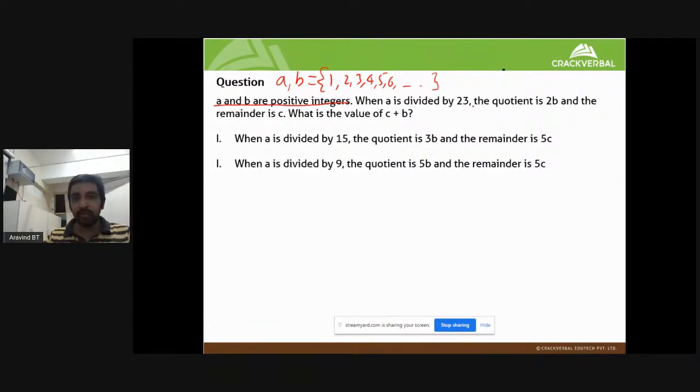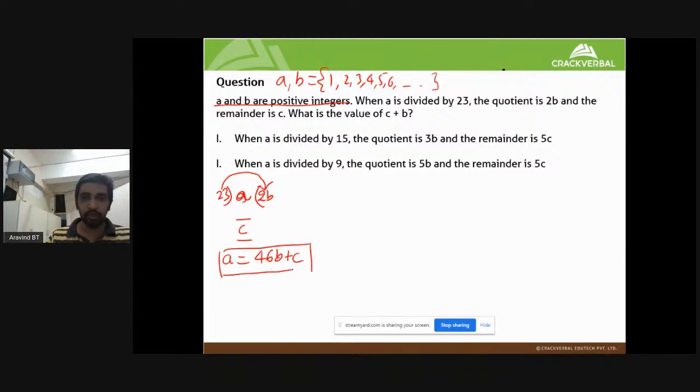When A is divided by 23, the quotient is 2B and the remainder is C. Very important piece of information because it tells you A, dividend, equal to divisor into quotient plus remainder. This is a constraint that you have to work with. You cannot ignore this constraint. Okay.